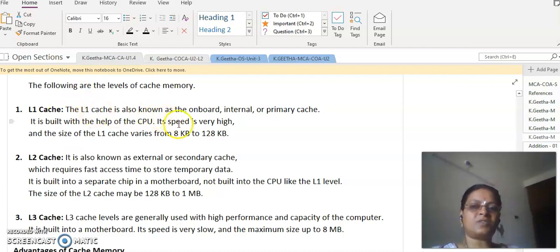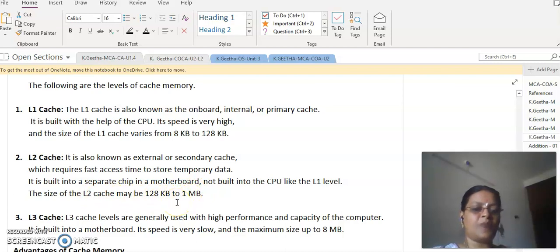So the L1 cache is, of course, very good in speed. It is very high, and it is very much internal and very close to the CPU, and the size of the L1 cache may range from 8 KB to 128 KB. The next level of cache is usually called L2 cache, and it is referred to as external or secondary cache, whereas the first one is called the onboard cache or the internal cache or the primary cache. And of course this L2 cache is available to store the data in a temporary fashion, but which needs a faster access time. And here the size of the L2 cache may range from 128 KB to 1 MB.